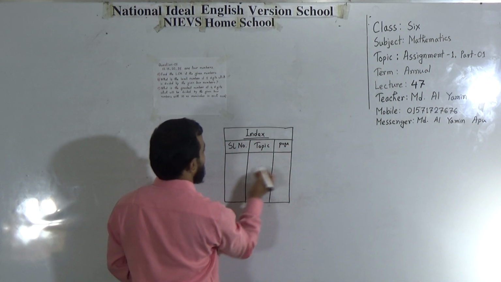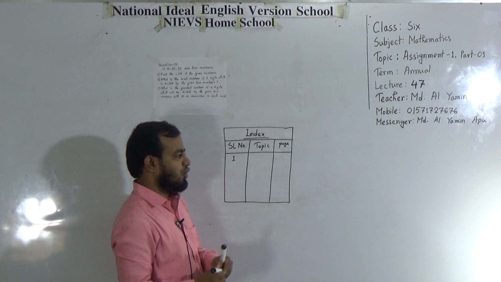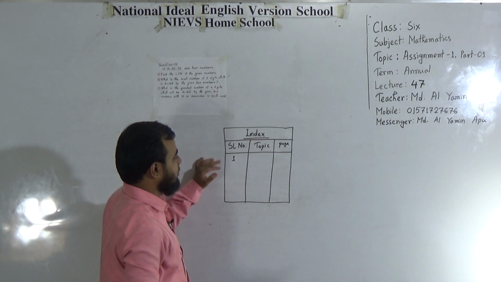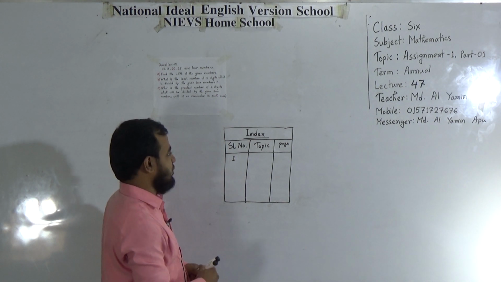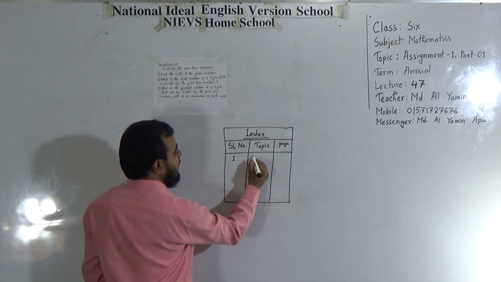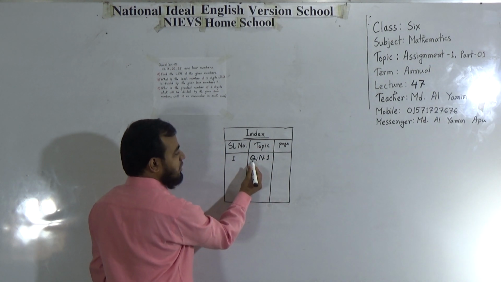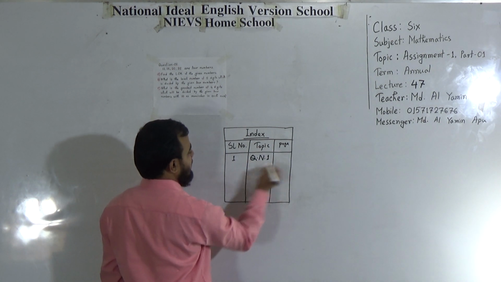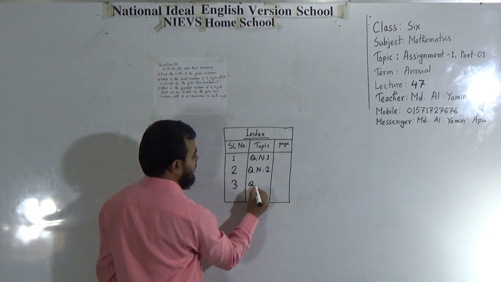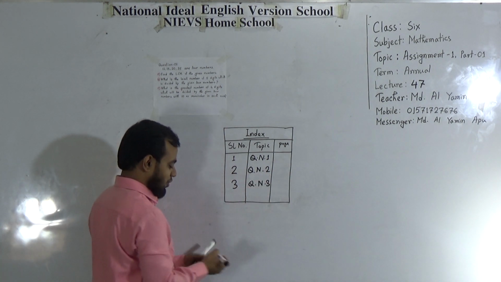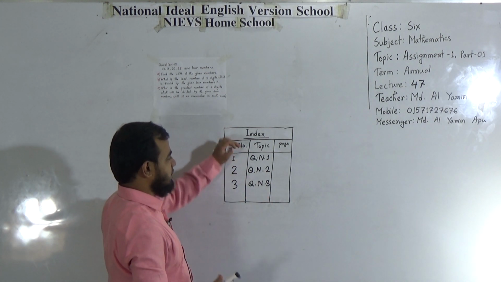Then you should write down the serial number and the topic. Our topic on the top page was chapter 1 and chapter 2 creative questions, and you have to solve 3 creative questions in this assignment. So it will be question number 1. I am writing in the short way. You should write down question number 1 in full form. Then serial number 2, question number 2, and serial number 3, question number 3, and so on. After the index, you should solve the 3 questions of the topic.